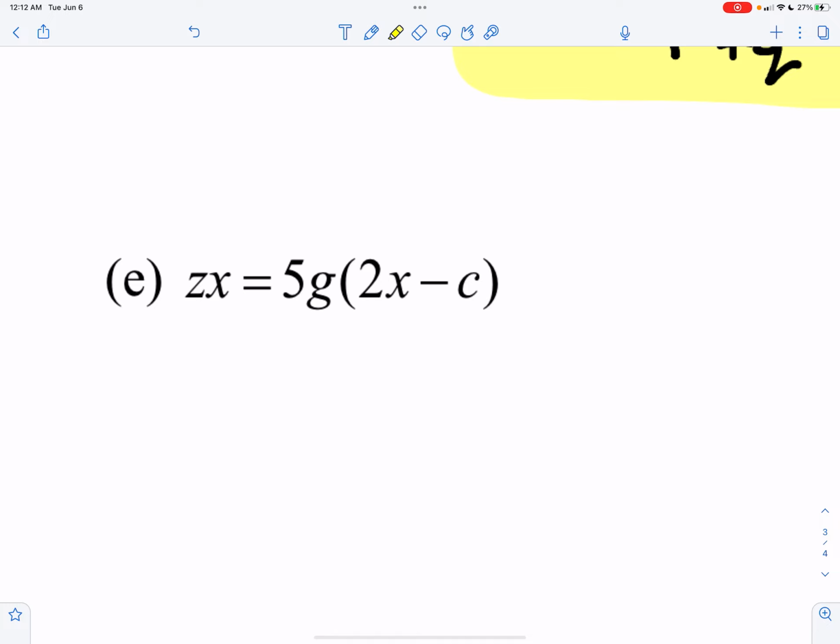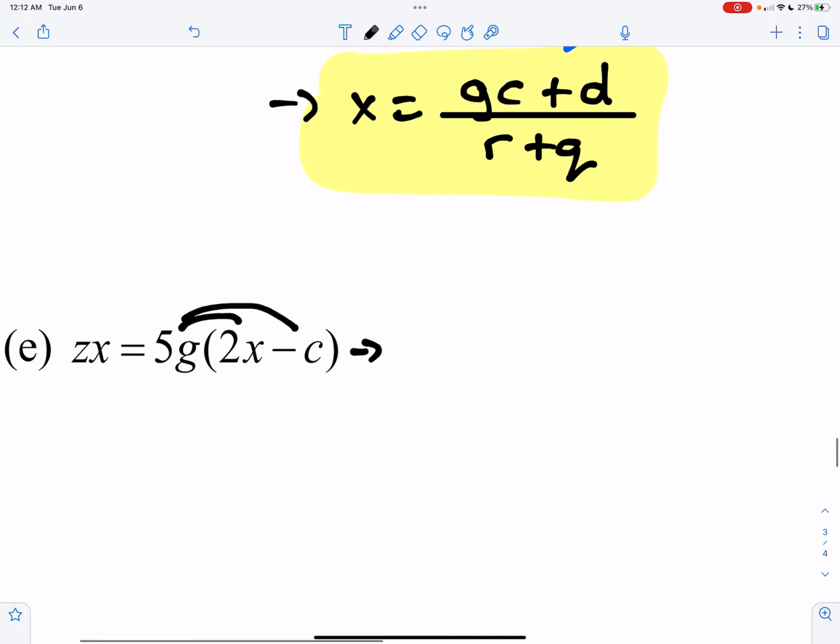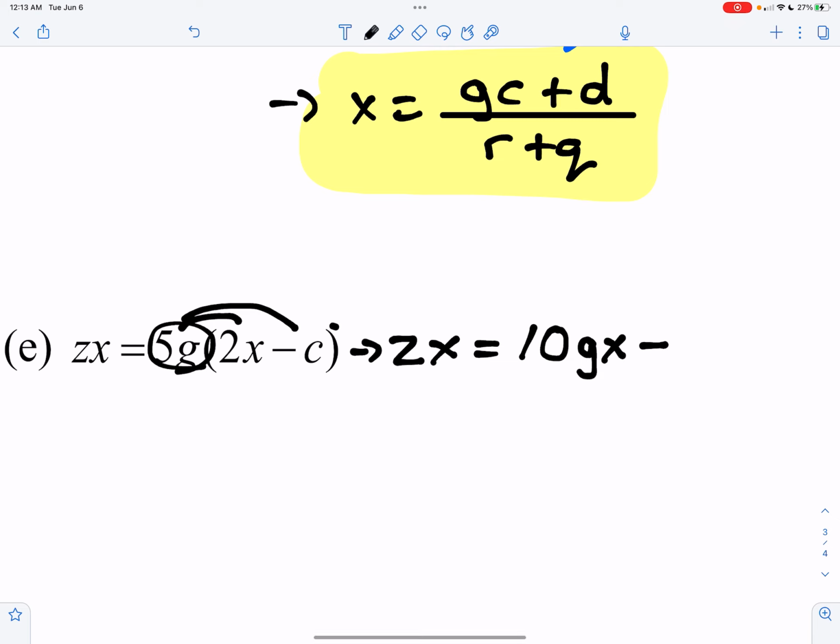Okay, now how are we going to go about doing this? Well, I look at this and think, I need to bring the x's together, but one of the x's is inside parentheses. So the first thing you probably ought to do is distribute the right side, and then we can bring things together. So zx on the left would equal 5g times 2, well, 5 times 2 is 10, and then gx, minus, and then you multiply 5g times the c, and you get 5gc.